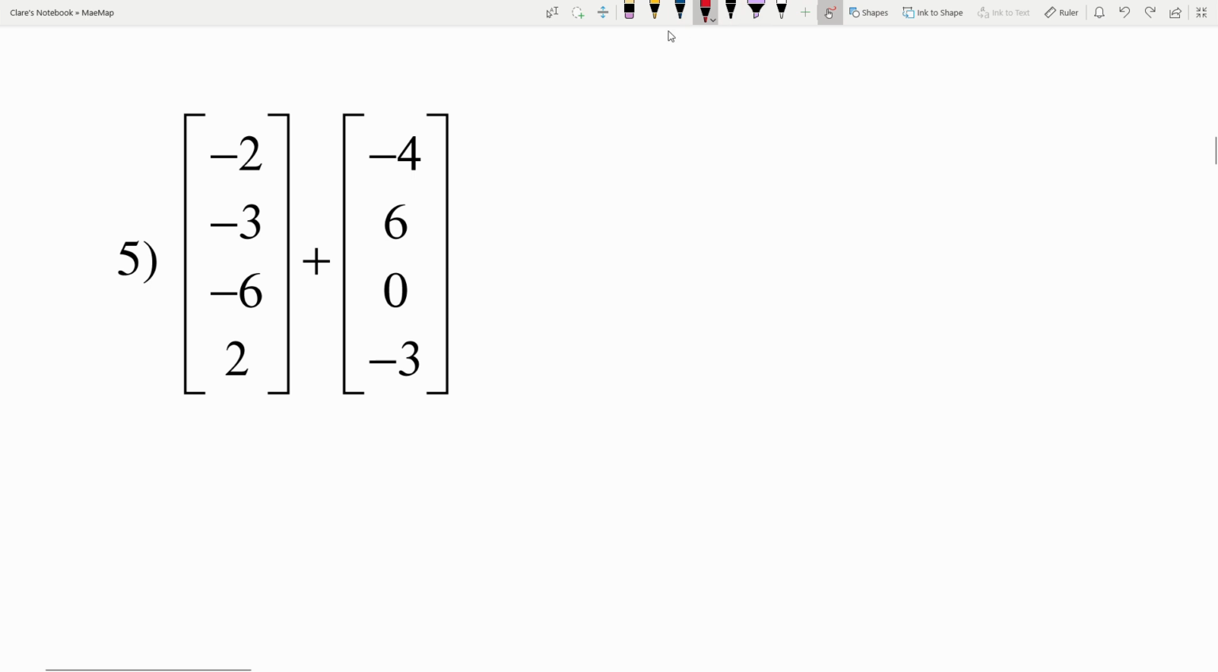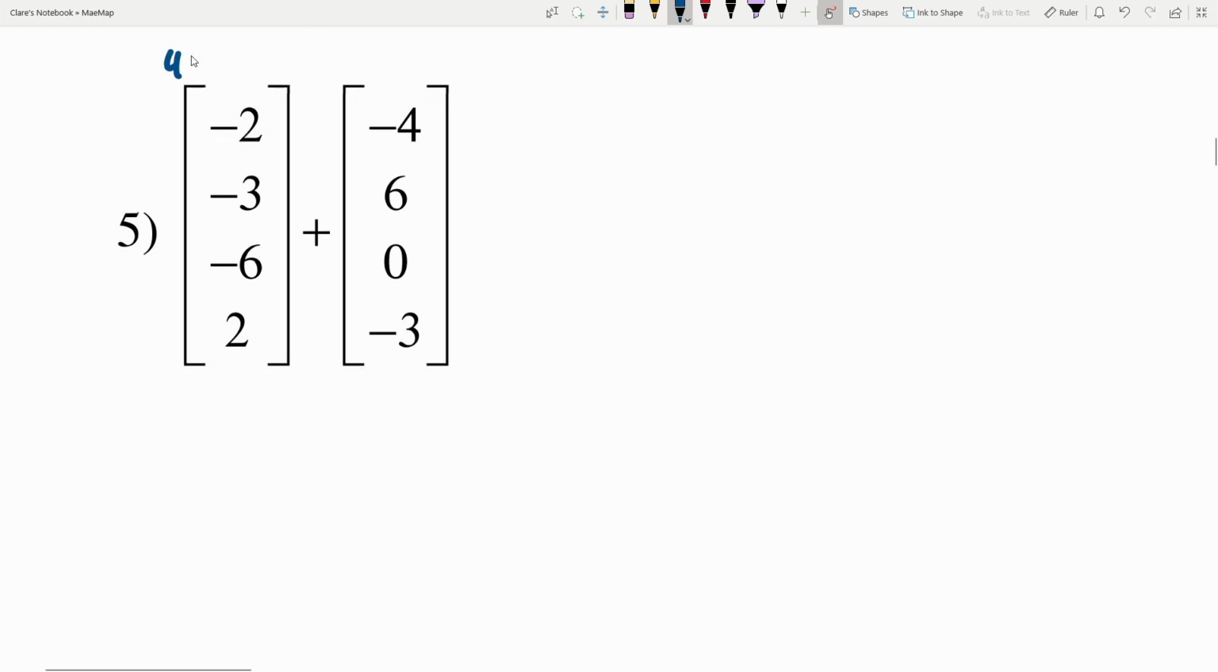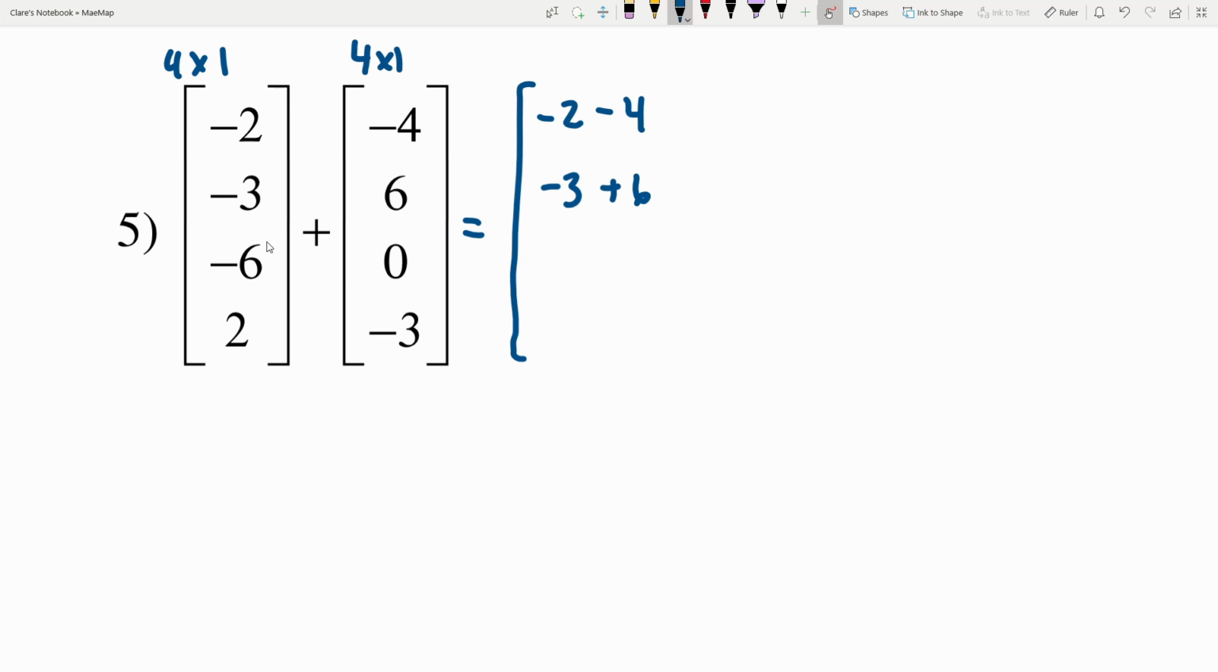In number 5, we're adding matrices together, and in order to add, they need to be the same size. So we have a 4 by 1, and we're adding that to a 4 by 1. Same size, so we can indeed add. And that's going to give us the same size. So I'll do -2 plus -4, or -2 minus 4, then -3 plus 6, then -6 plus 0, and then 2 plus -3, or 2 minus 3.